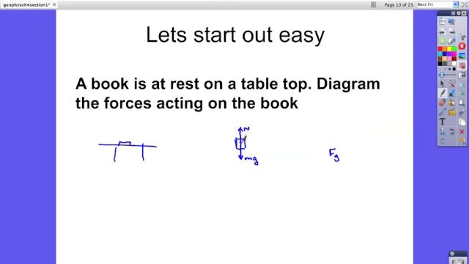Now, I wasn't really careful about length. I didn't pull out my ruler tool and make them exactly the same length, but they do look like they are about the same length. If you know they're not supposed to be, if you know one force is bigger than the other, exaggerate it a little bit so that it's obvious.